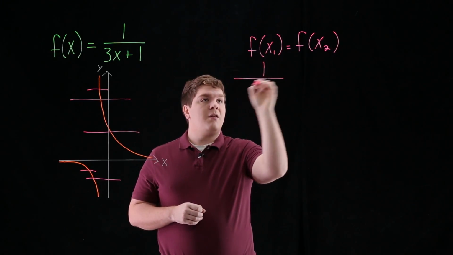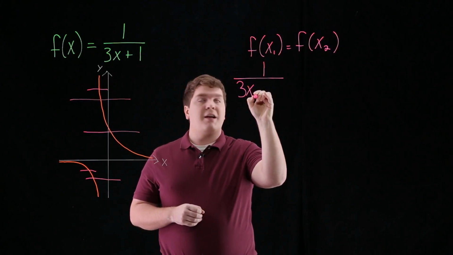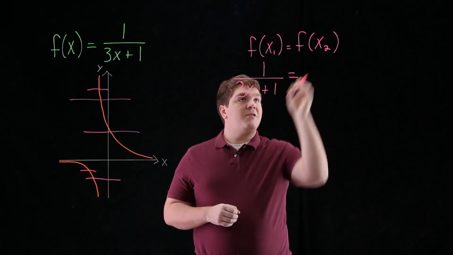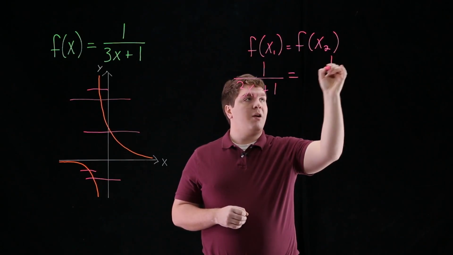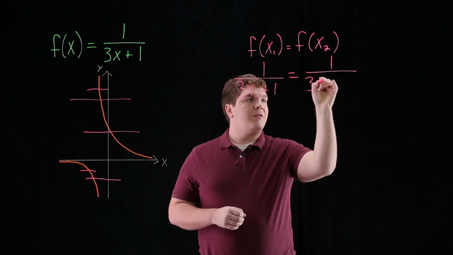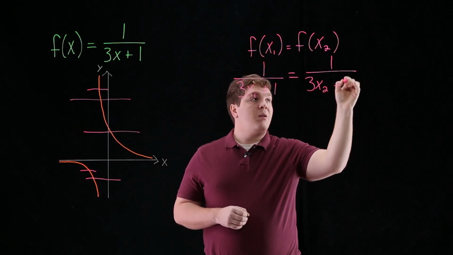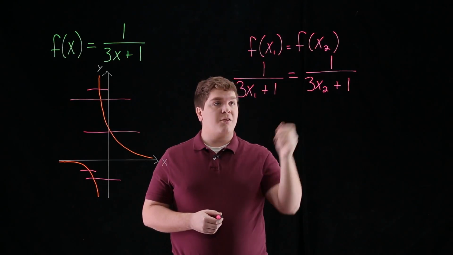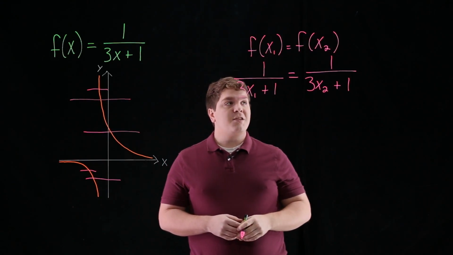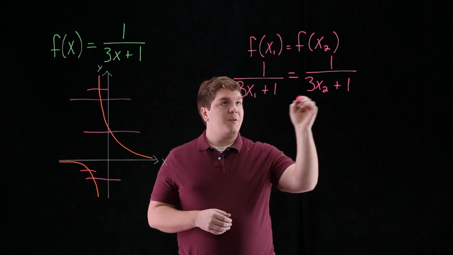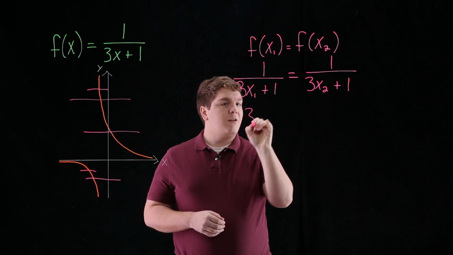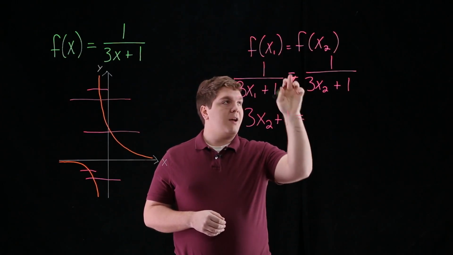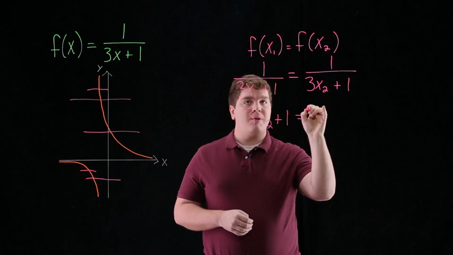That'll give us 1 divided by 3x1 plus 1. And if we substitute x2 into our function, we'll have 1 divided by 3x2 plus 1. Now from here, there are many different ways to try to solve for x1 or x2. Let's actually start by cross-multiplying. So we can multiply this one by 3x2 plus 1, and we'll multiply this one by 3x1 plus 1.